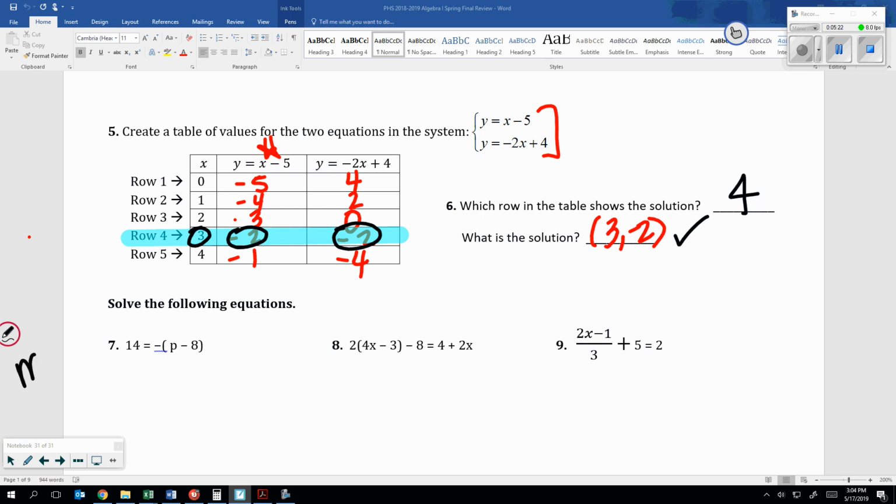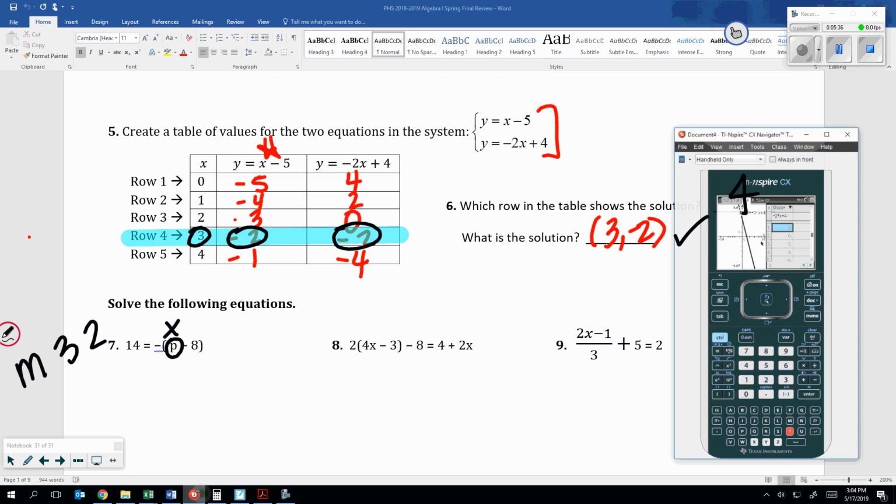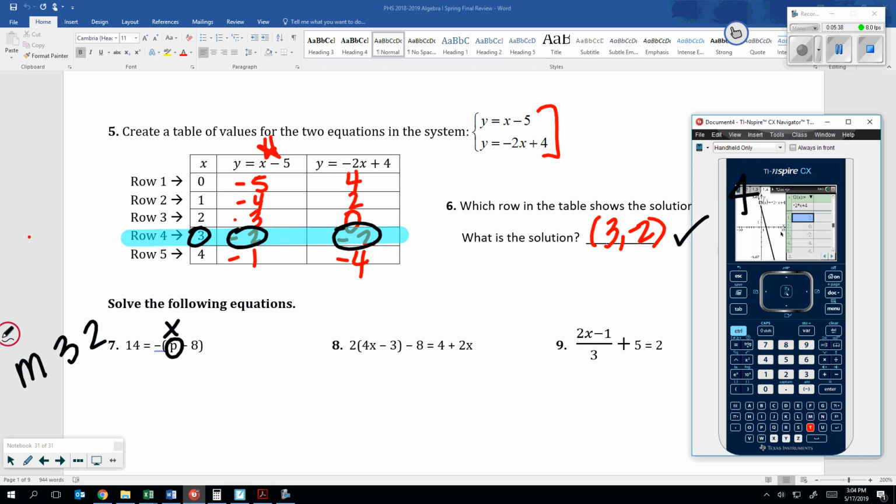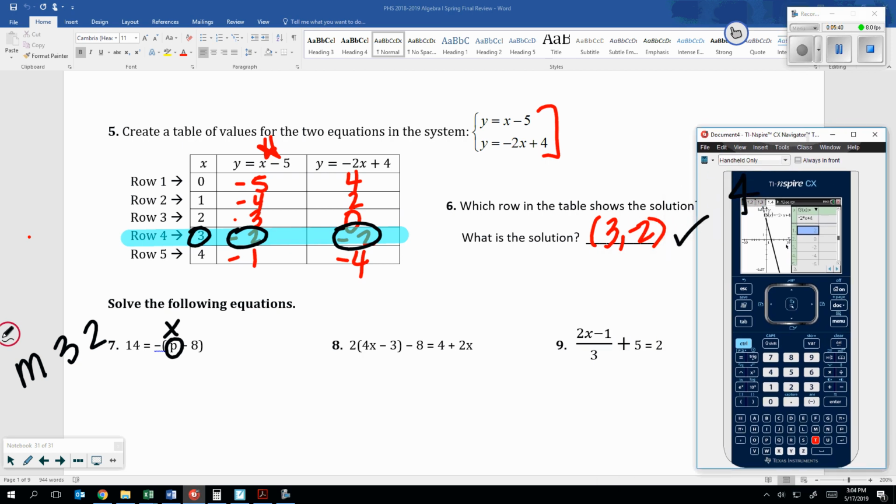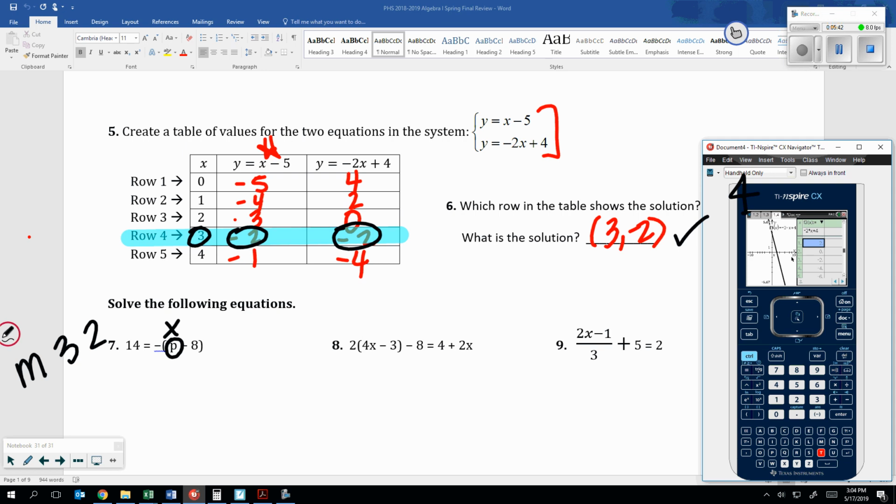Now, 7, 8, and 9, all of these can be solved by just using your calculator. So going to menu, 3, 2. We have to remember that we cannot put p into our calculator. So instead of p, we're always just going to replace whatever variable with x, if it's not already. So we go to our calculator, and we go back to just our calculator itself.